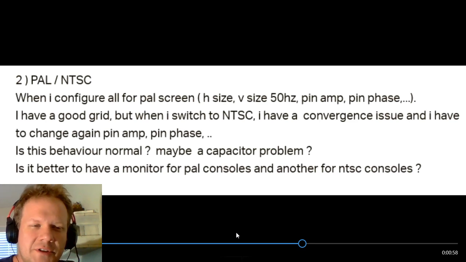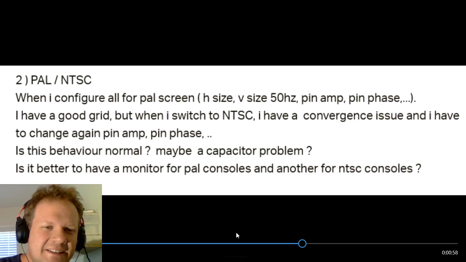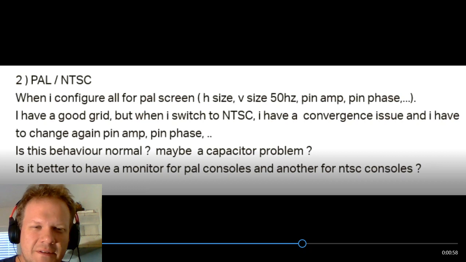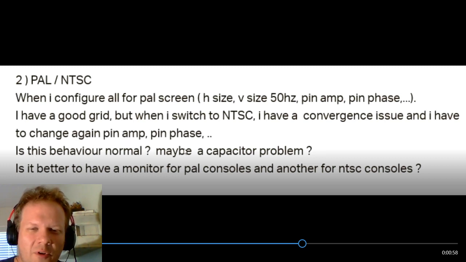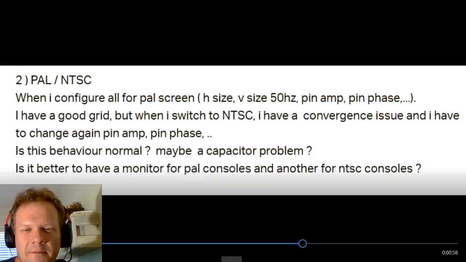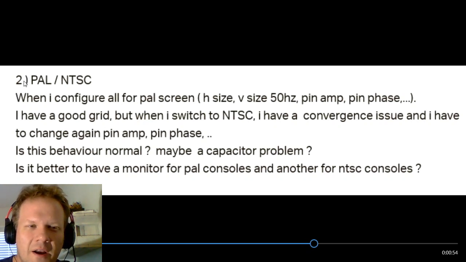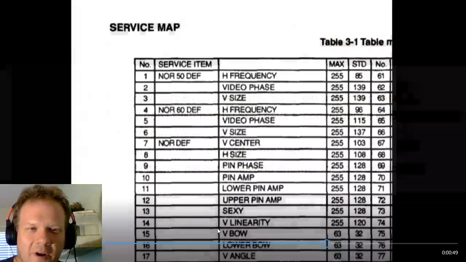And his next question is about PAL and NTSC. And again, we're talking about straight up geometry question here. When I configure all my PAL screens, I have a good grid. But when I switch to NTSC, I have kind of a convergence issue and I have to change pin amp and pin phase. Maybe it's a behavioral normal, or maybe it's a capacitor issue. And this is something I am not entirely sure about, because unfortunately, in North America, I don't have anything that is PAL, nothing. And I never come across it.